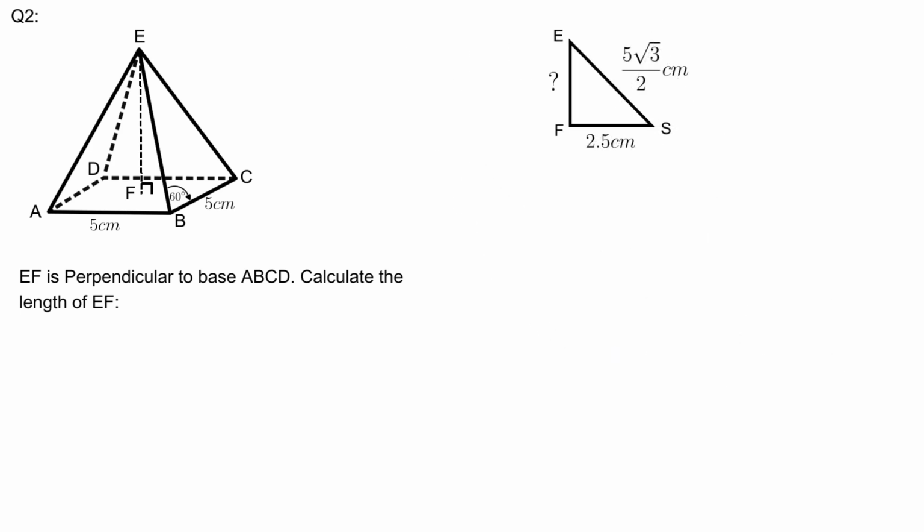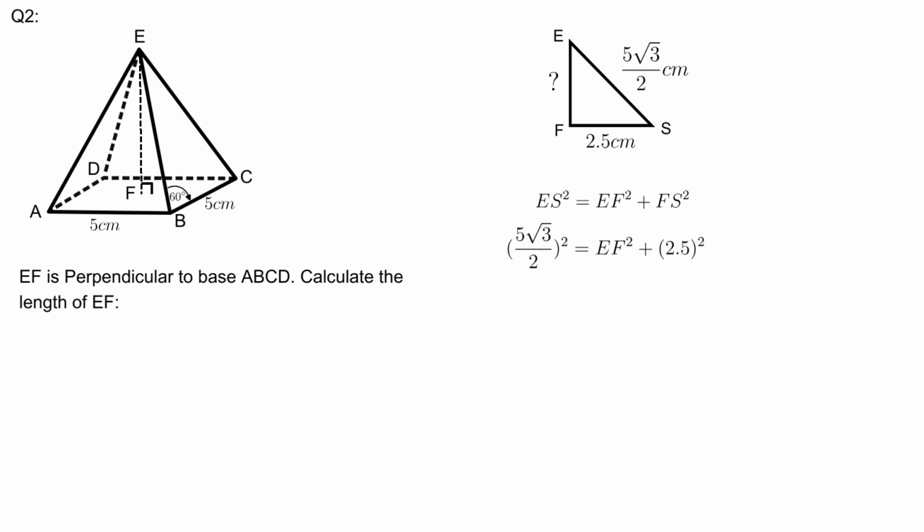Now, we have the length of ES, the slanted height, and the length of FS is already known. We can use Pythagoras to calculate EF. We can use Pythagoras because it is a right angle triangle. That's important to know. So the hypotenuse ES squared is equal to the sum of FS squared and EF squared. Plug your values into this equation.